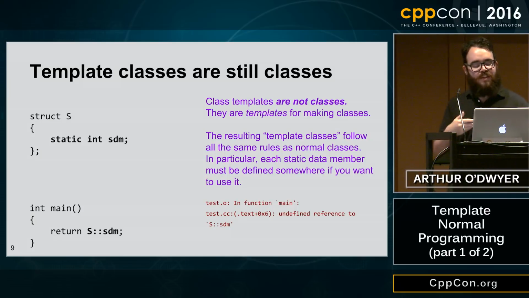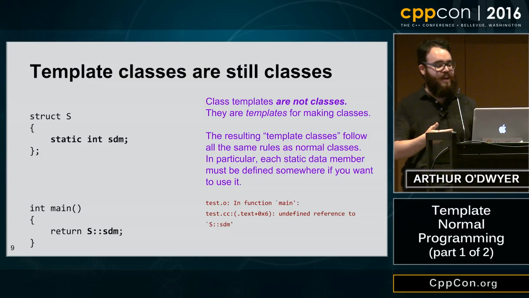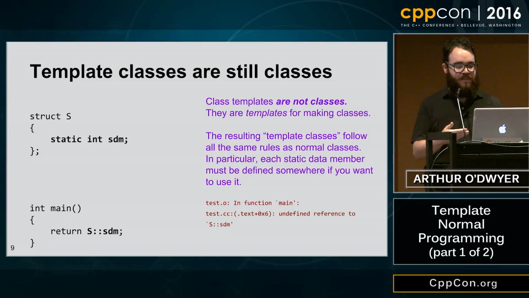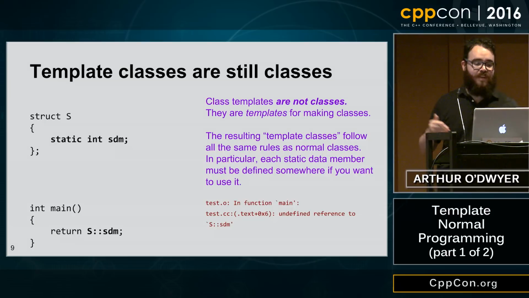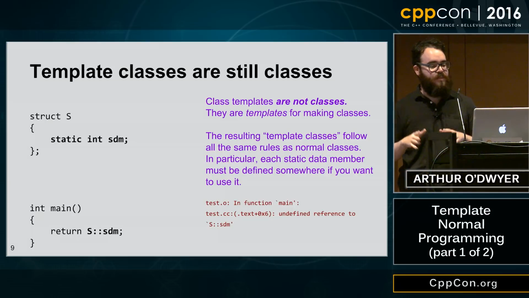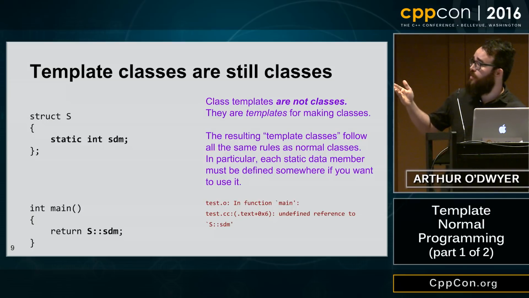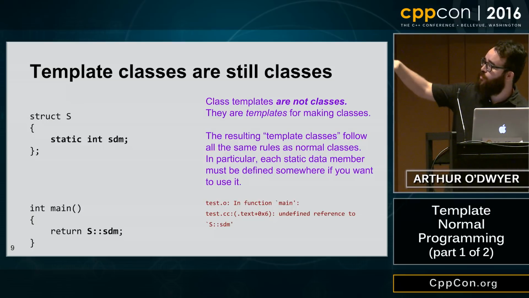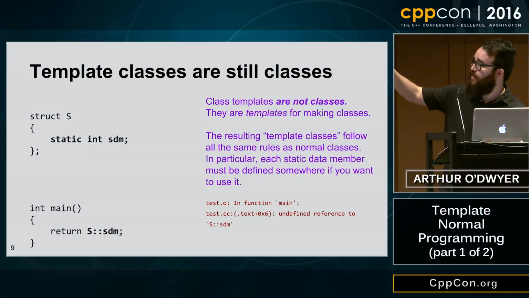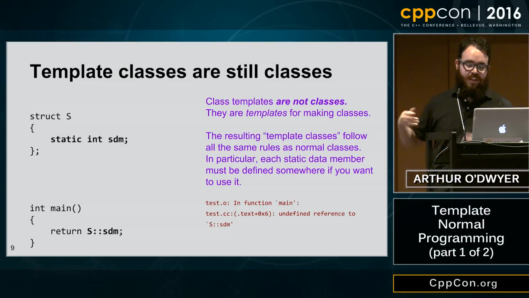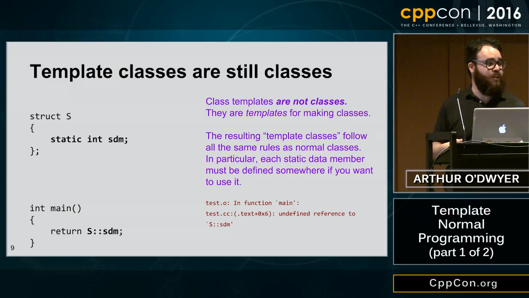So if I have a class template and I use it to generate a particular class, such as in this case, well, in this case I don't have a template yet, but I will if it were like S of int. That itself is still a class, and it follows all the general rules for making classes, such as your static data members have to be defined somewhere if you want to use them. So here I have a class that is not a template class. It's just a regular class, struct S, and it has a static data member, and I try to use it in main, and I get an undefined reference in the linker, right?